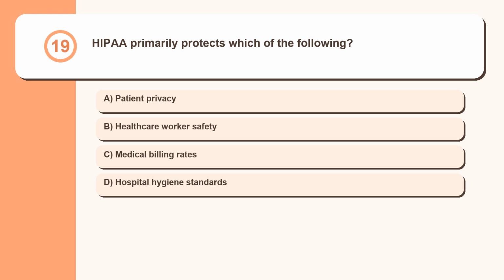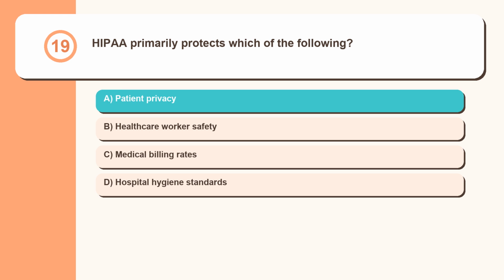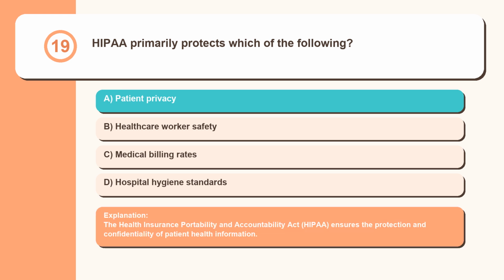Question 19. HIPAA primarily protects which of the following? Patient privacy, healthcare worker safety, medical billing rates, hospital hygiene standards. The Health Insurance Portability and Accountability Act, HIPAA, ensures the protection and confidentiality of patient health information.